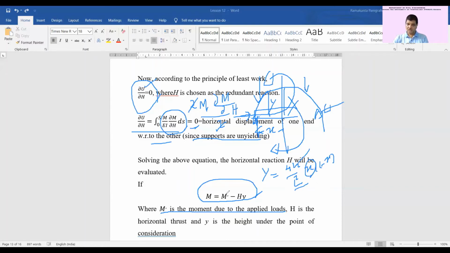Okay? So Y is the height under the point of consideration. Wherever you are finding this bending moment at any section, what is the value of Y at that section? Y is measured from the line connecting the two supports. So that is your line connecting the supports. Then from this line to the parabolic arch or circular arch, you take a section, and this vertical distance at the point you are considering, to this line, is called the Y distance.